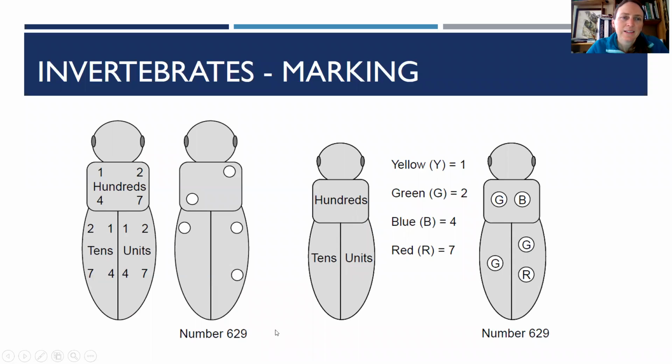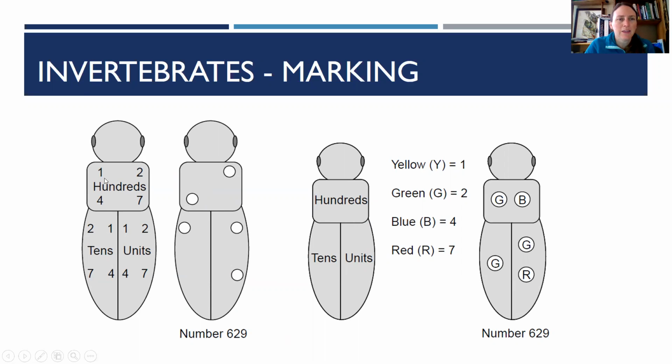And then one last thing that I thought was really cool from the book is it talks about different ways to mark invertebrates. You could imagine putting maybe 10 spots of paint on your invertebrate, right? But that's only going to get you 10 organisms. What if you want to mark and sample hundreds of organisms?